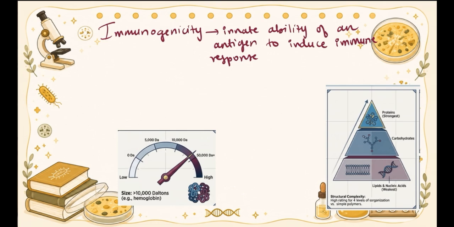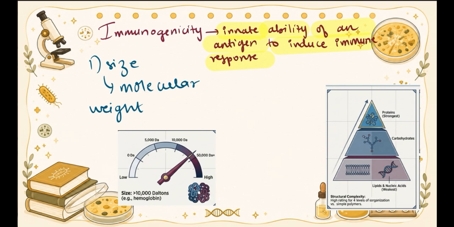The absolute core concept we're exploring today is immunogenicity. This is simply defined as the innate ability of an antigen, which is just a foreign substance. Immunogenicity is actually governed by 4 measurable factors. You can think of it as a biological potency dashboard. First is size. To be an effective antigen, a molecule generally needs a molecular weight greater than 10,000 Daltons, something like hemoglobin.